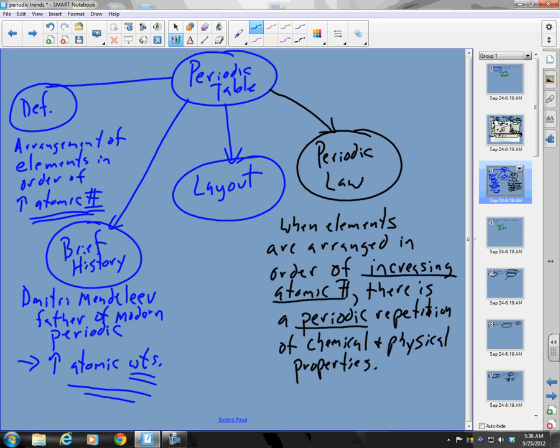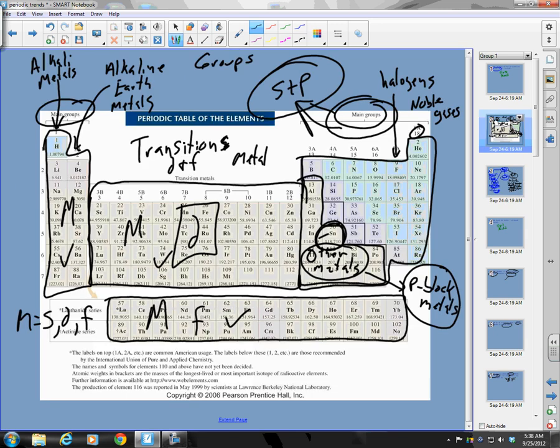or a repetition which we can predict. There's a predictable repetition of chemical and physical properties. Okay, that sounds a little difficult, but when we look at the periodic table, we'll understand.